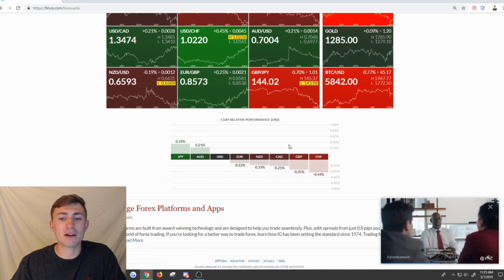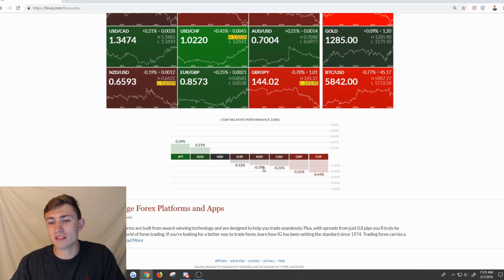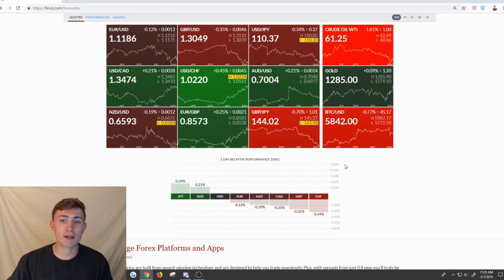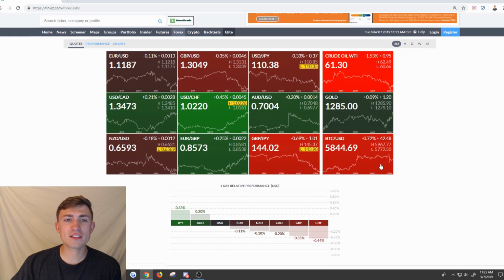You also get this panel down here, which is super useful. If I get rid of some of the advertisements, you will see that we have a scan across the board. You can see the yen being very, very bullish today, the Swiss very, very negative, right? So just generally a very good scanning tool for Forex.